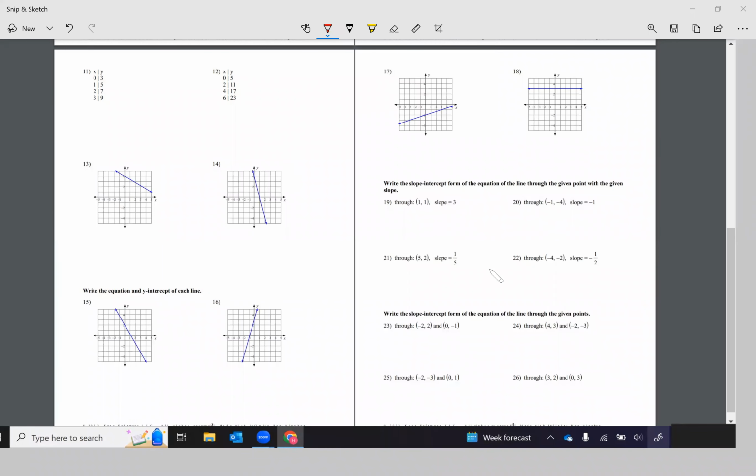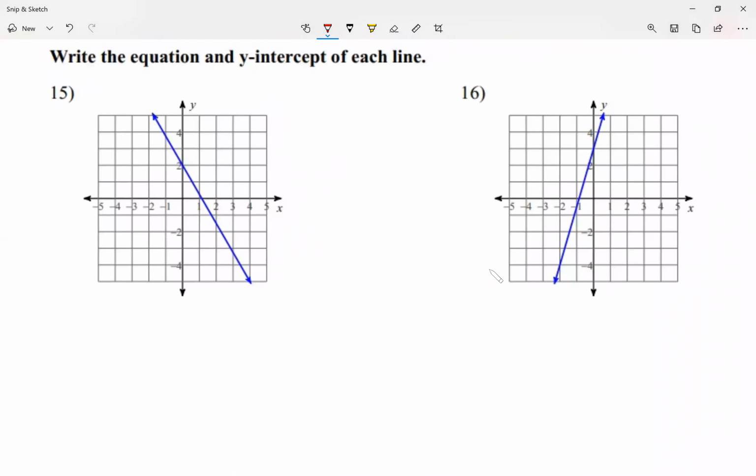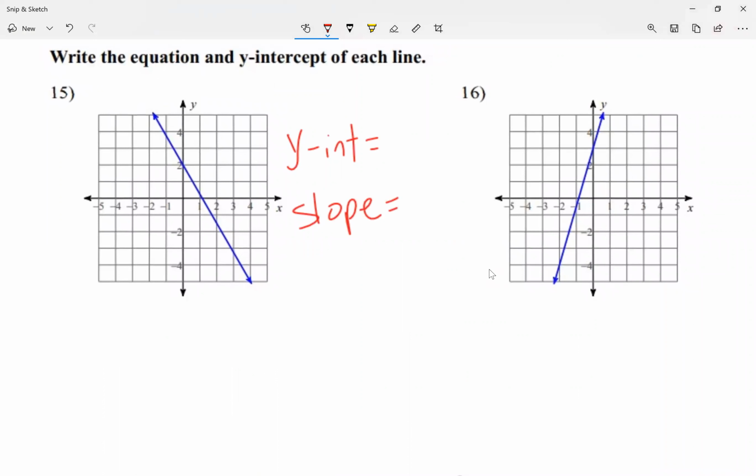Okay, so let's take a look at the equation of graphs. Looking at number 15. When I'm going to write an equation of a graph, I need two things. I need to know my y-intercept, and I need to know my slope. For the y-intercept, I just need 1 point. The y-intercept is where do I cross the y-axis? So I'm crossing the y-axis right here.